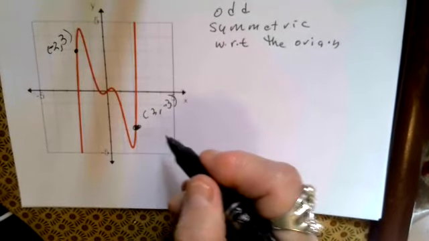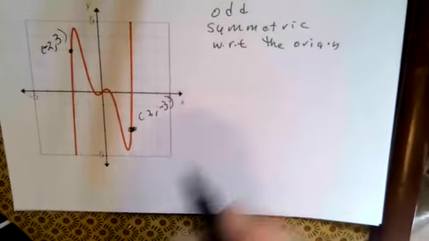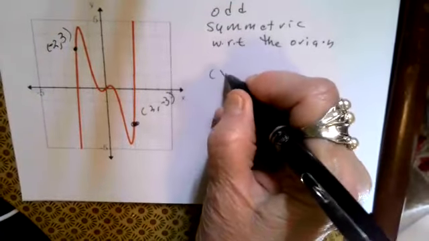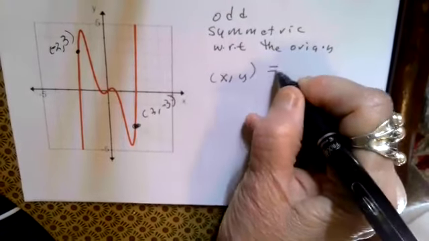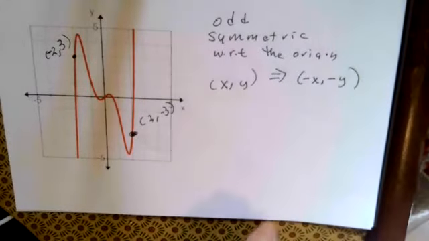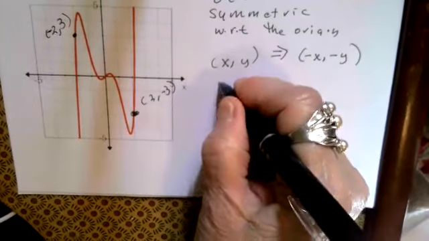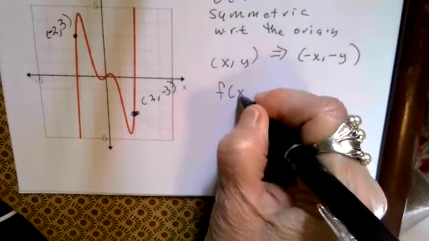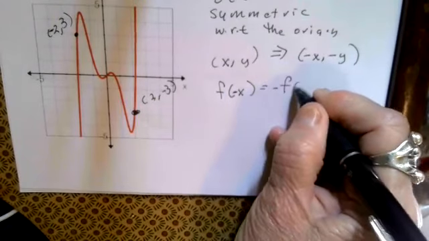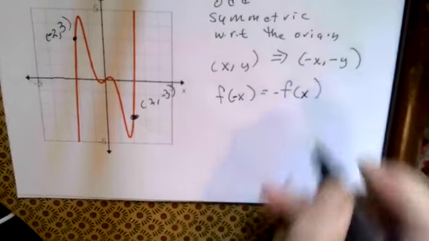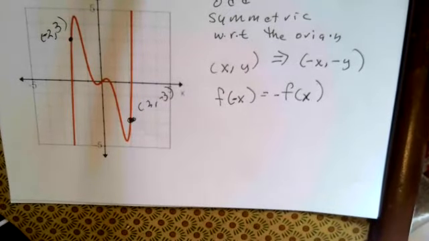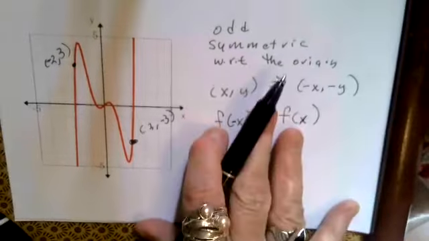So you see, if you've got a point, then you've got the opposite of that point as well. And so this is odd. So if you have x, y, that means that you have minus x, minus y. And it also means, if you think about it this way, that f of minus x equals minus f of x. So if you take the opposite of the x value, like I did here, you get the opposite of the y value, like we got right here. Okay?